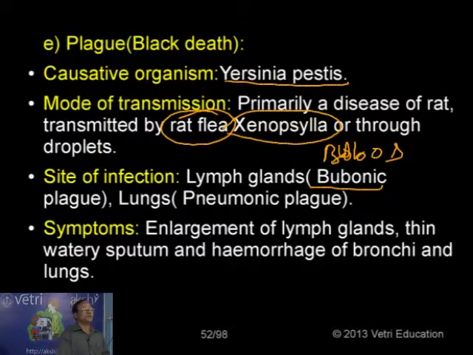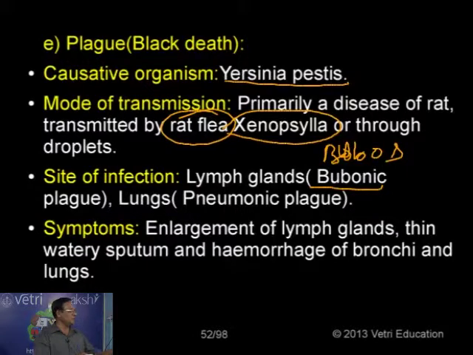What are the symptoms? In bubonic plague, there is enlargement of the lymph glands. The person develops vomiting sensation, nausea, weight loss, and general weakness. All of this happens in bubonic plague. The mortality rate is only 58%. Out of 100 persons affected, only 58 die. That is called the death rate or mortality rate.